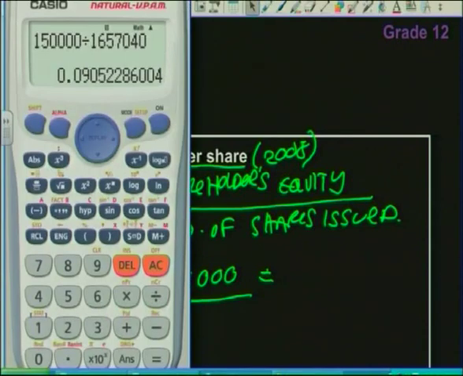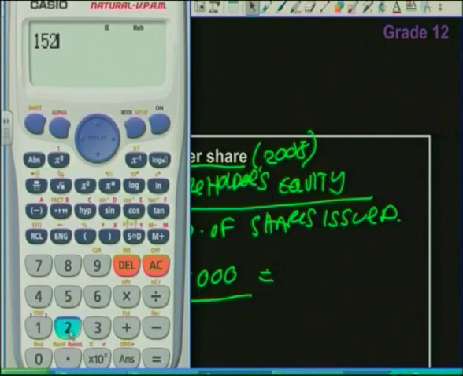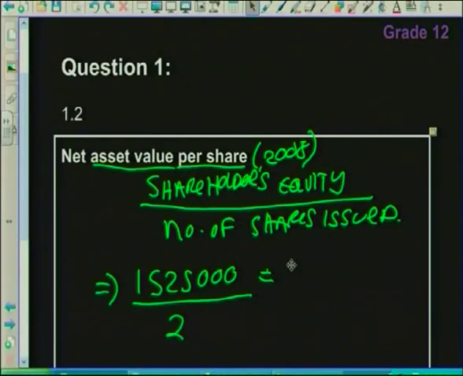Okay, so let's get our calculators out. So 1,525,000. Going to divide that by 2 rand, and this company had issued 762,500 rand shares. So let's fill that in.